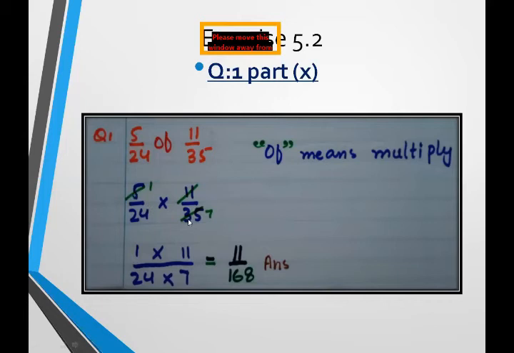5 ones are 5, 5 sevens are 35. So easily cancellation is possible. Now check the second value, 24 and 11. The cancellation is not possible between these two values, so leave it. Now what is left in the numerator? 1 multiplied by 11. And what is left in the denominator? 24 multiplied by 7. So 11 multiplied by 1 becomes 11, and 24 multiplied by 7 becomes 168.